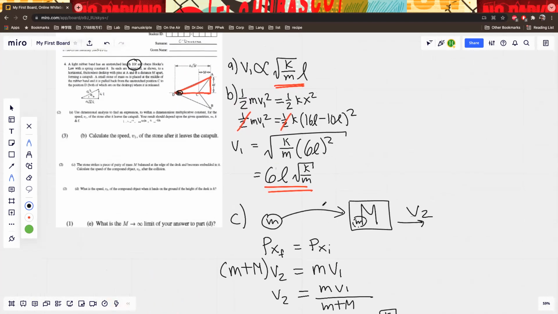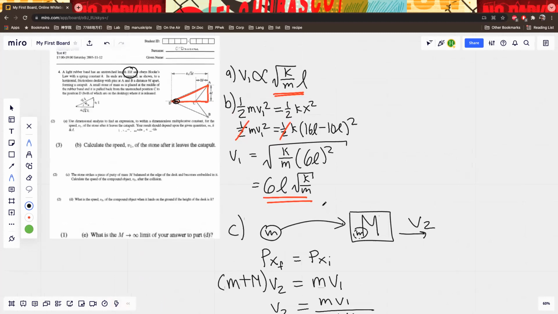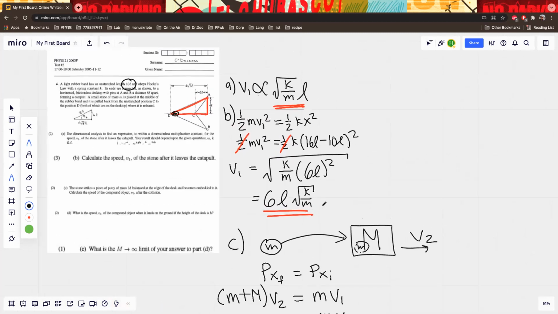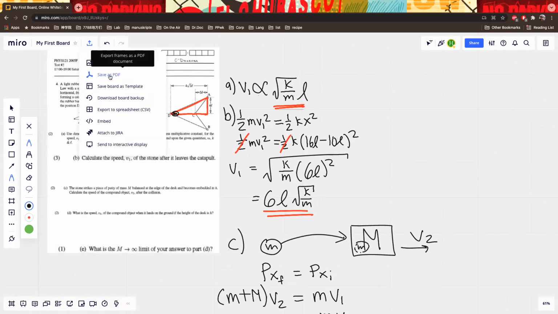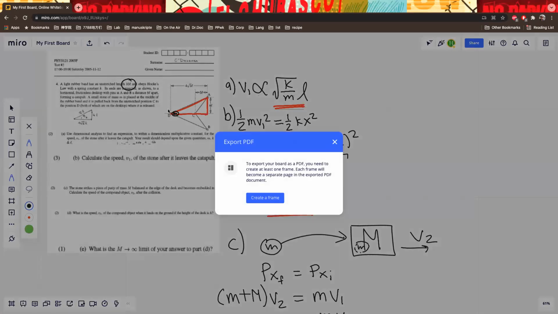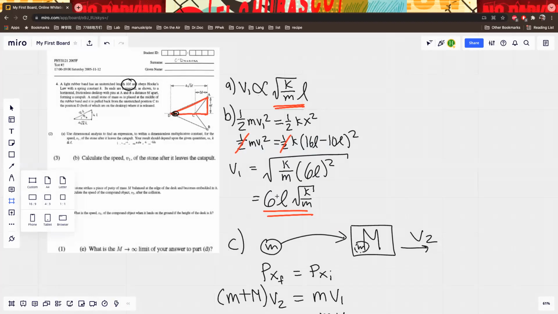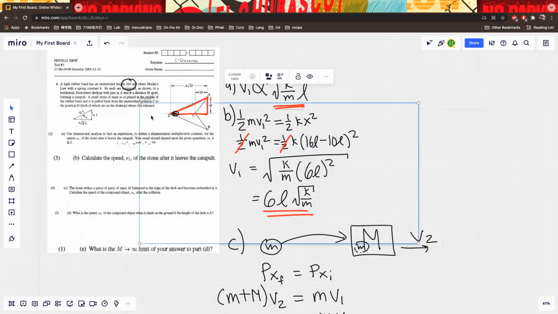So where do you save all of this work? Okay, so I'm gonna save this right now. I'm gonna export this board to PDF. To export, you need to create at least 1 frame. Each frame will be a separate page. Okay, create frame. I don't know how to do this. Create frame. Okay. Custom. Okay, I'll just make the whole thing a frame.